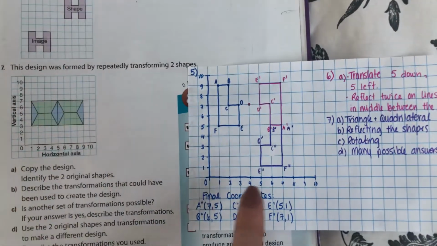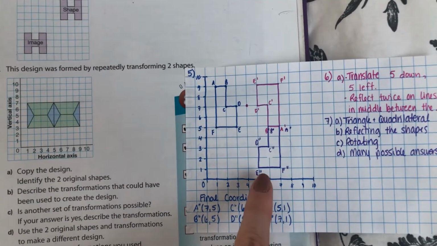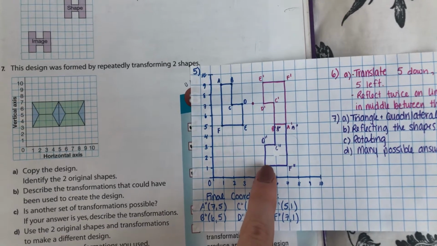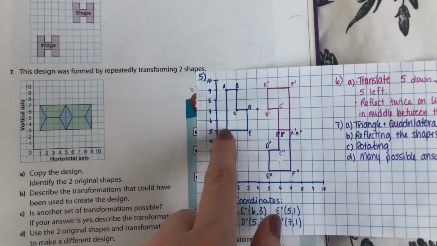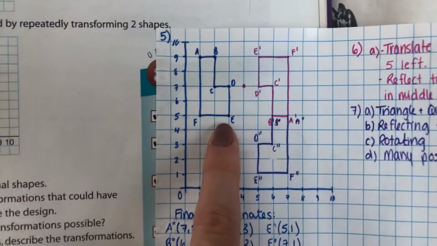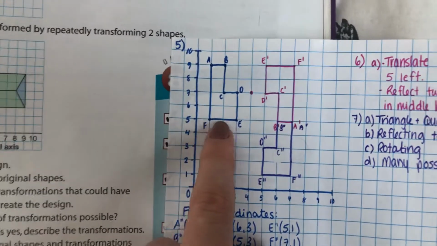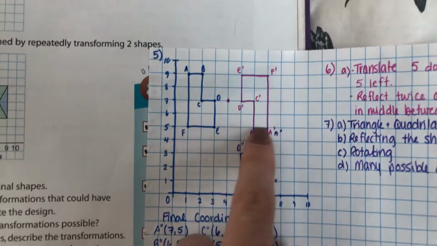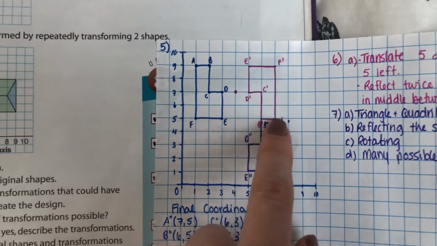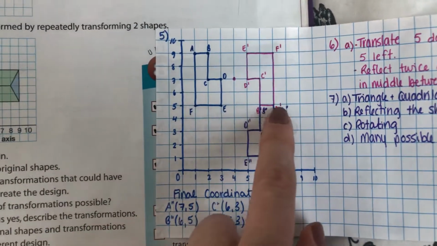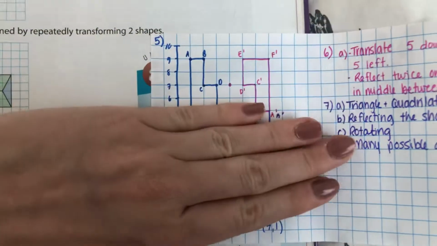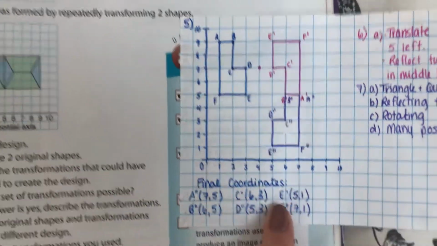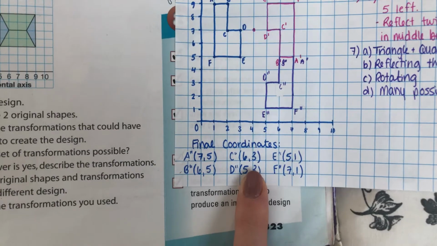Or no, hang on, what did I do here? Yes, here. So FE, the original, I was right. Sorry, I'm second guessing myself. So line FE is here. It's on 5 on the vertical axis, so it is a horizontal line. So here is line FE right here. So then I reflected my image over that line. Okay, then you're supposed to write down the final coordinates.